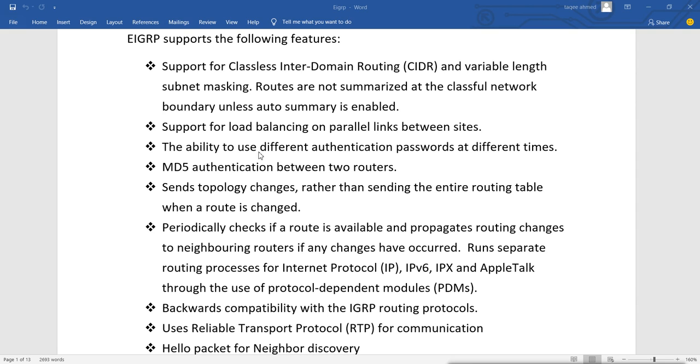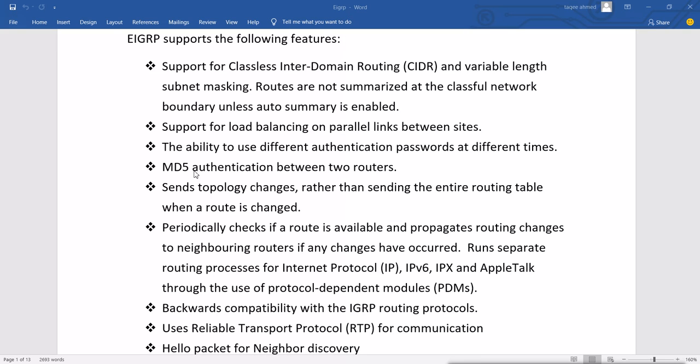So this will do what? Normally RIP or OSPF can support single authentication at the same time, but here it is the ability of using different passwords. Here we can use different password authentications. It uses MD5 authentication between two routers. MD5 is the hashing algorithm.